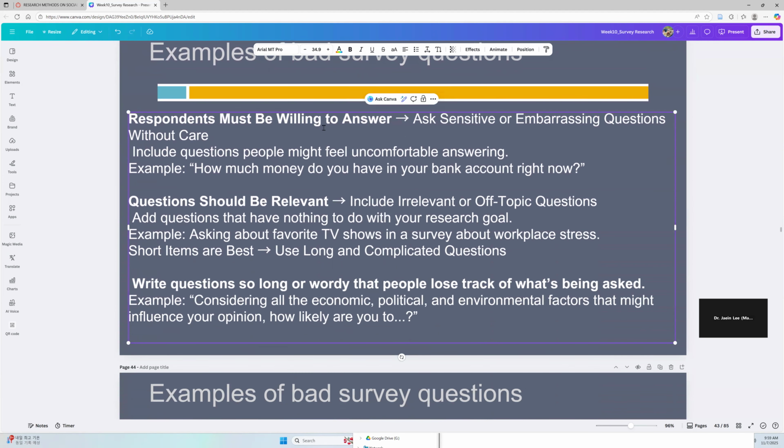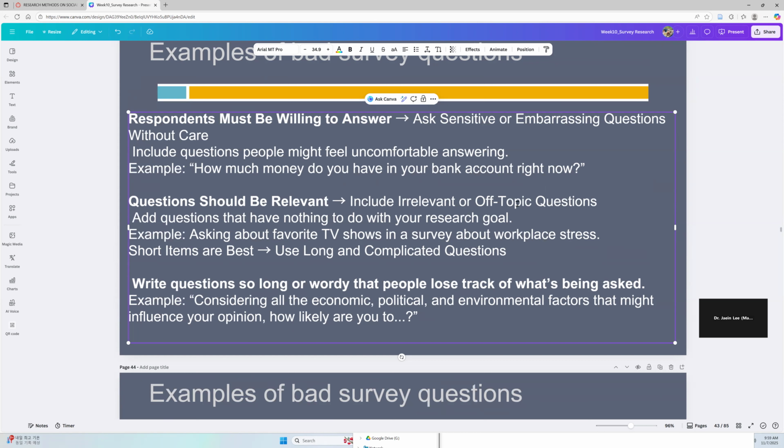And the respondent must be willing to answer, so don't ask sensitive or embarrassing questions without care. So, how much money do you have in your bank account right now? That relates to privacy, so it might be rude to ask about that. So not very good. Questions should also be very relevant.